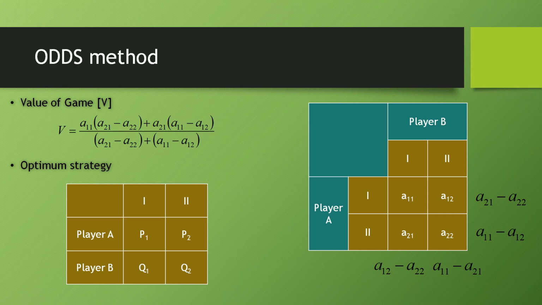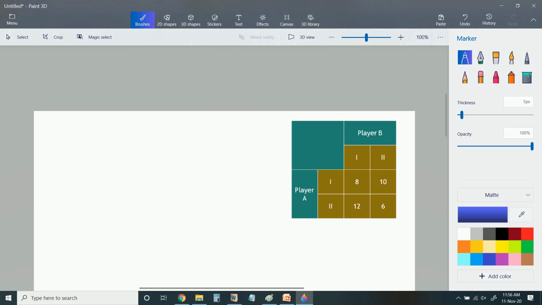Now we will solve a numerical. So this is the question. We have to calculate the optimum strategies and the value of the game. So we know A11 is equal to 8, A12 equal to 10, A21 equal to 12, and A22 equal to 6. Step 1 is to calculate the difference of these two and put it in front of the second row. So it is 8 minus 10. It should be minus 2, but we will place the absolute value here. The difference of these two goes in front of the first row. 12 minus 6 is 6.